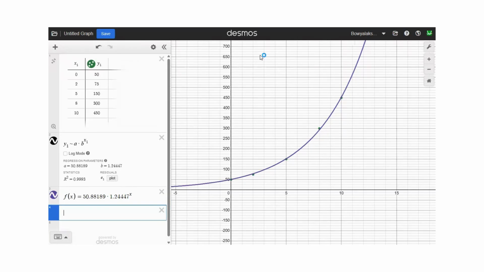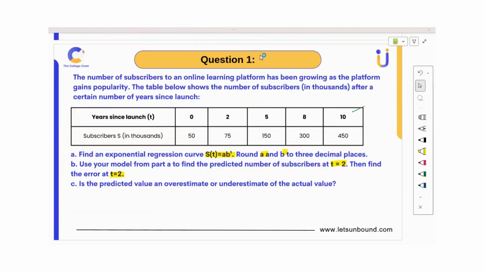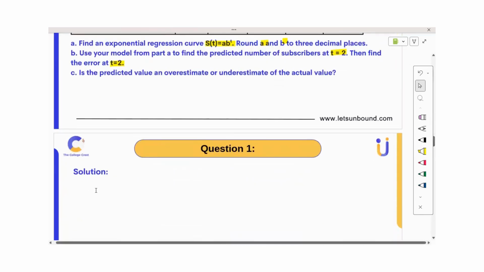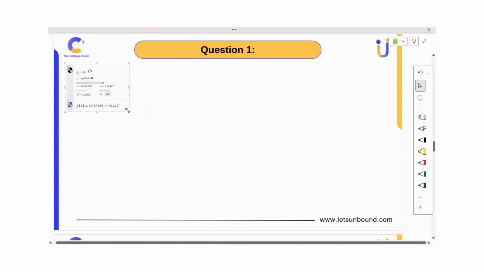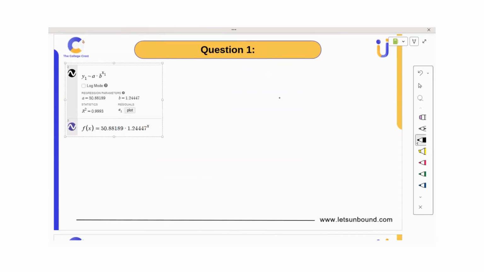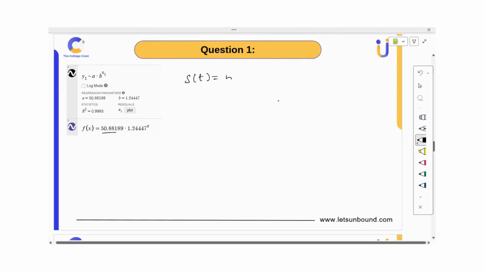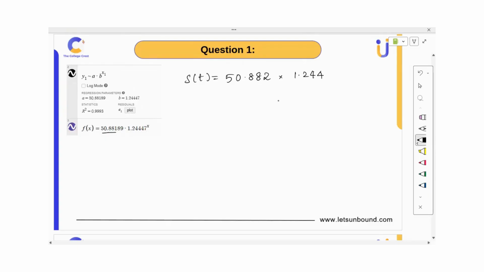Okay, so let me answer the first part here on the whiteboard. So I have this. Using this, let me solve for a first. So don't write f of x; in the context it's s of t. So s of t, rounded to three places, is 50.882 times 1.244 to the power t.